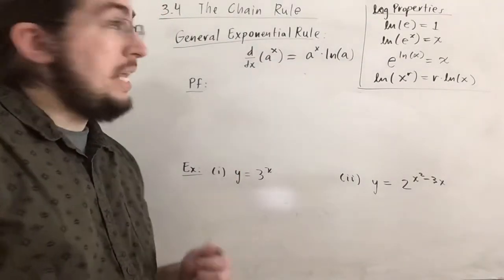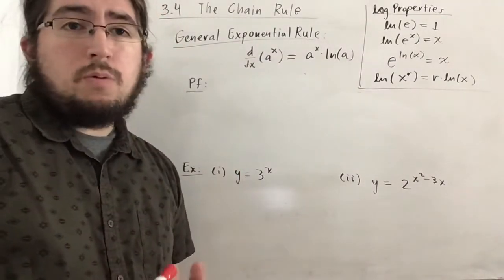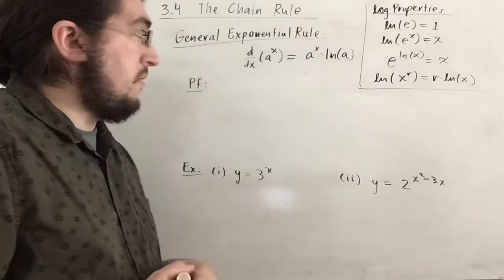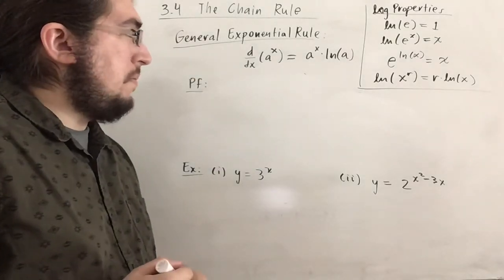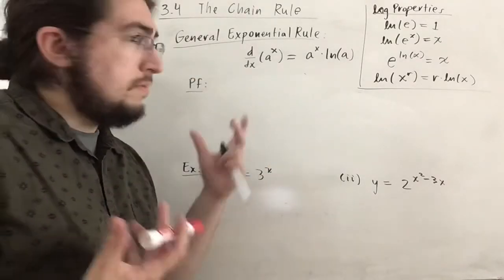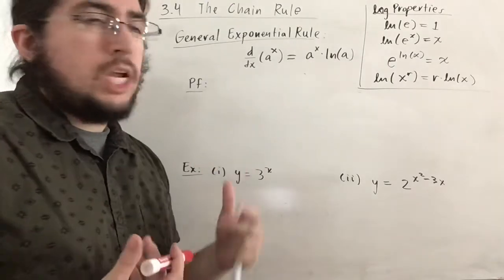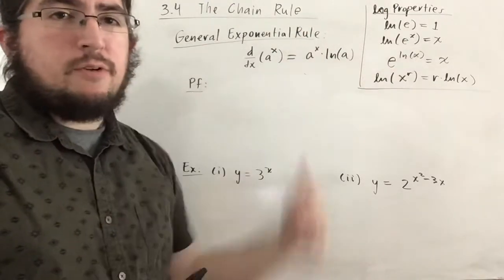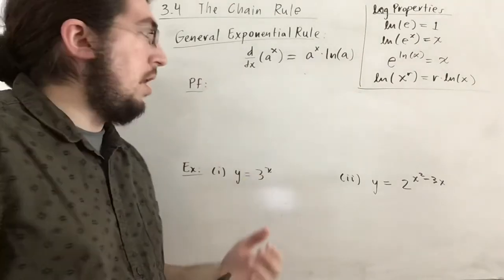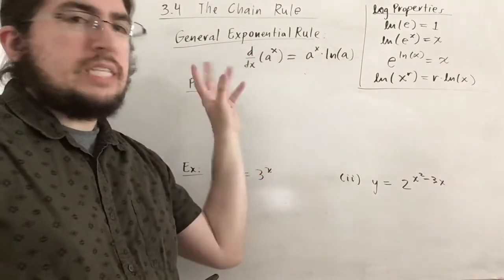Alright, so here finally is the general exponential rule, which is the new thing we're learning in 3.4. And of course I'll be proving this using the chain rule and some logarithm properties that I've written here that I'll shout out as we go along. But let me just observe and say what this says.